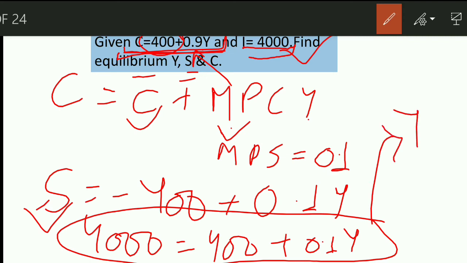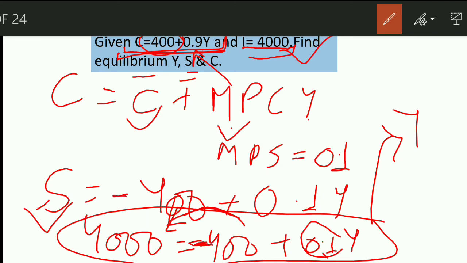Now when you solve this equation, you will get the value of y. All right. And what will be the value of y? The value of y that you will get by solving this will be equal to 44,000. Now how you can see this? 4,000 will go there. So how much it will become? It will become 4,000 plus 400. All right. And after that what will happen? You have to divide by 0.1. So 10 will go up, right?